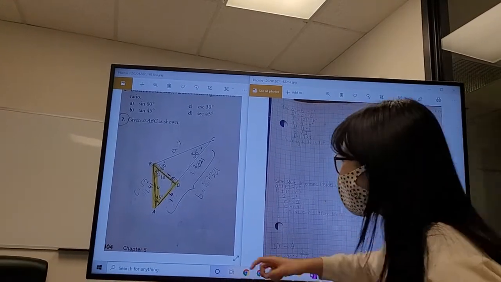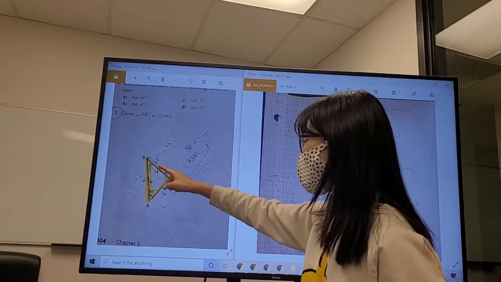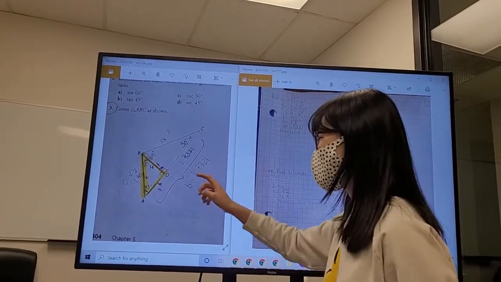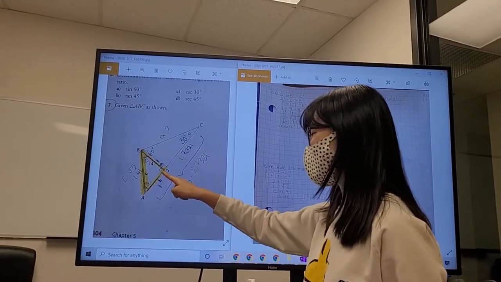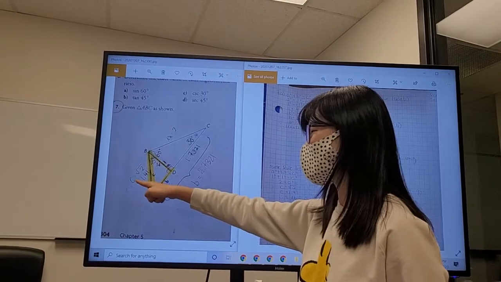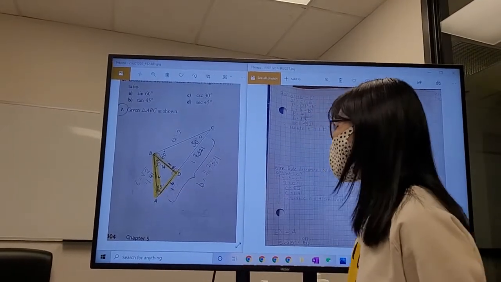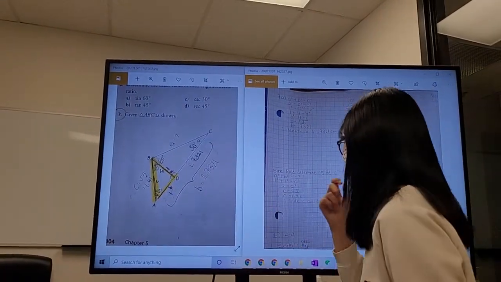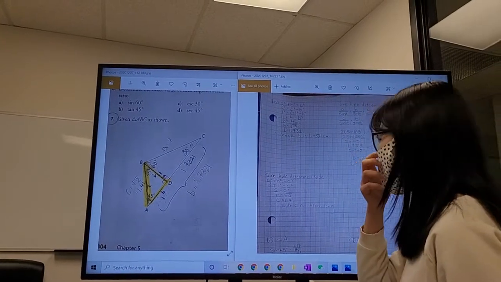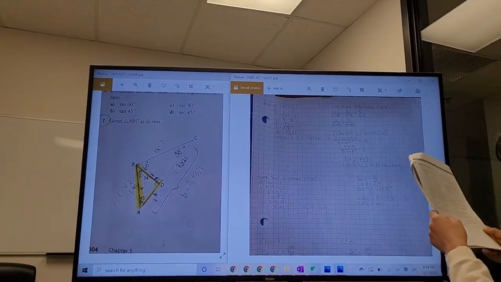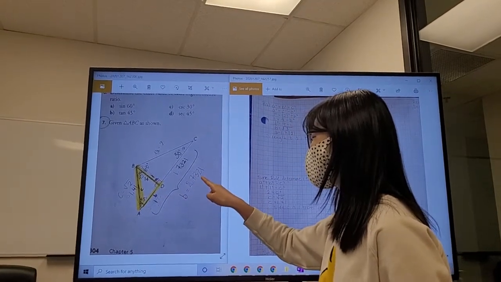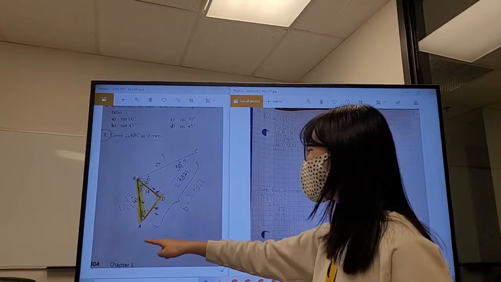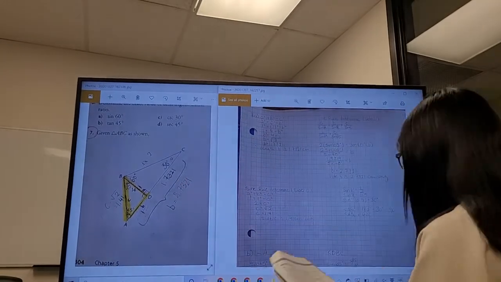And then you can use Pythagoras theorem from 1 over here and 1 over here. Do a squared plus b squared to find c squared, which is the square root of 2. So that's how I got 1.41 centimeters. And then you can just add these together to get 2.7321 for the distance of A to C.